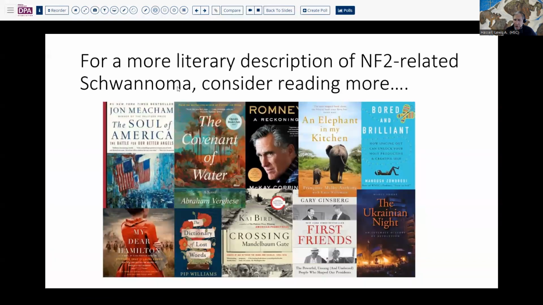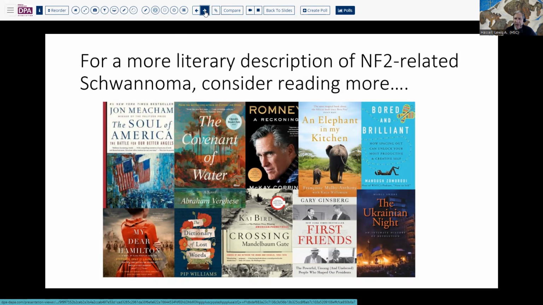But before we do that, I will just refer you, if you're an avid reader, to this wonderful physician-written book called The Covenant of Water, which nicely details an afflicted family with NF2. And I will admit that that's a bit of a spoiler alert, but I think as the story unfolds, you'll find it fascinating to learn from that. One of my favorite books from the prior year.